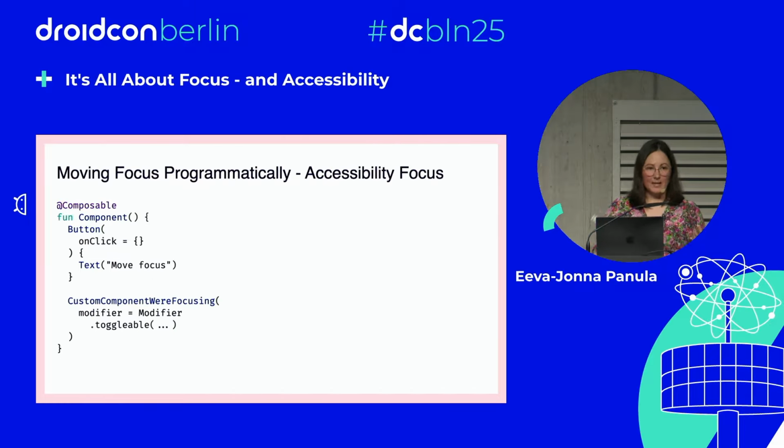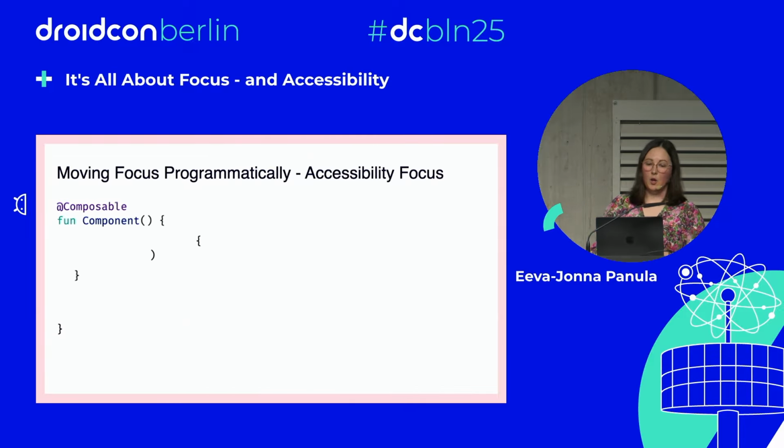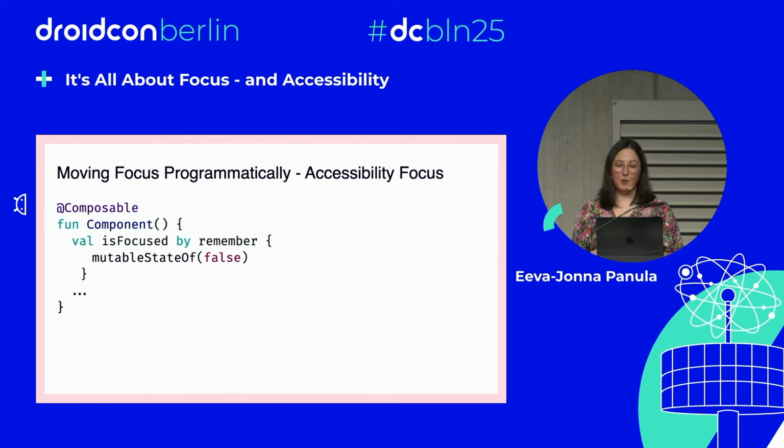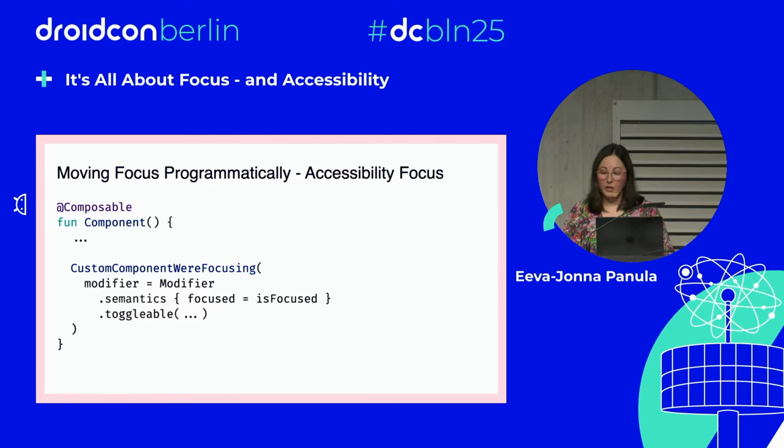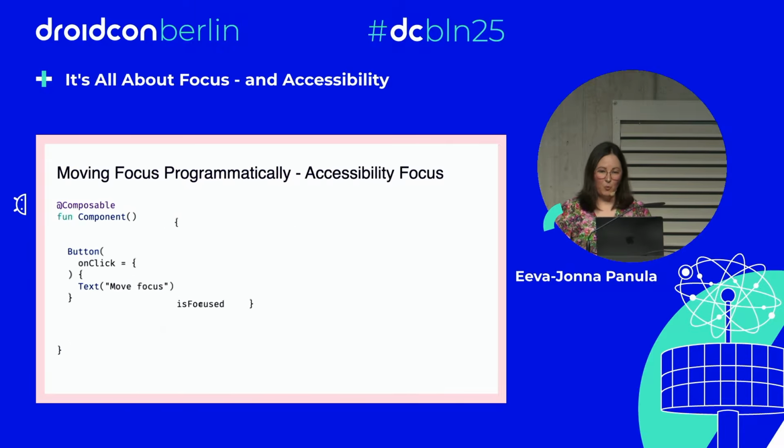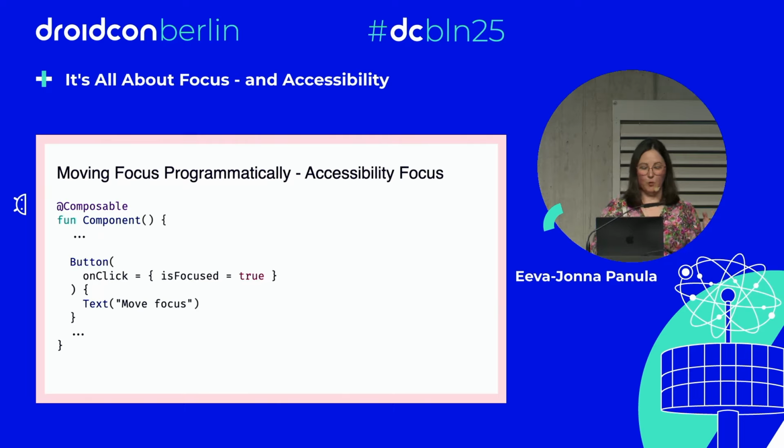But then there's accessibility focus, and this is something that's really not documented well. And this is usually the thing that causes confusion. So I have the same component here, the button, and the custom component we're focusing, which has the toggleable modifier. And this time, we start by defining a state variable called isFocused, and we set the default state to false. Then, for the component we are focusing to, we use the semantics modifier and set its focused variable to be the isFocused that we just defined. Then for the on-click handler in the button, which moves the focus, we set isFocused to true.